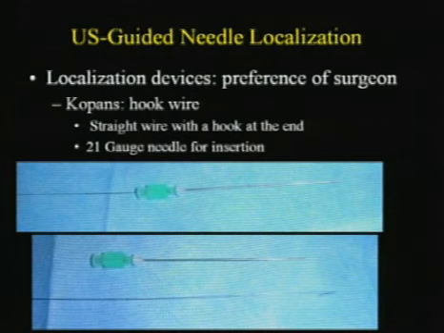The Kopans, as shown here, is a straight wire with a hook at the end. It is inserted via a 21 gauge needle. This needle is inserted into the breast similar to the techniques we went over earlier. Once it is in accurate position, this wire is within this one. The 21 gauge needle is removed. This needle stays in place and is deployed, and thus is secured within the breast.